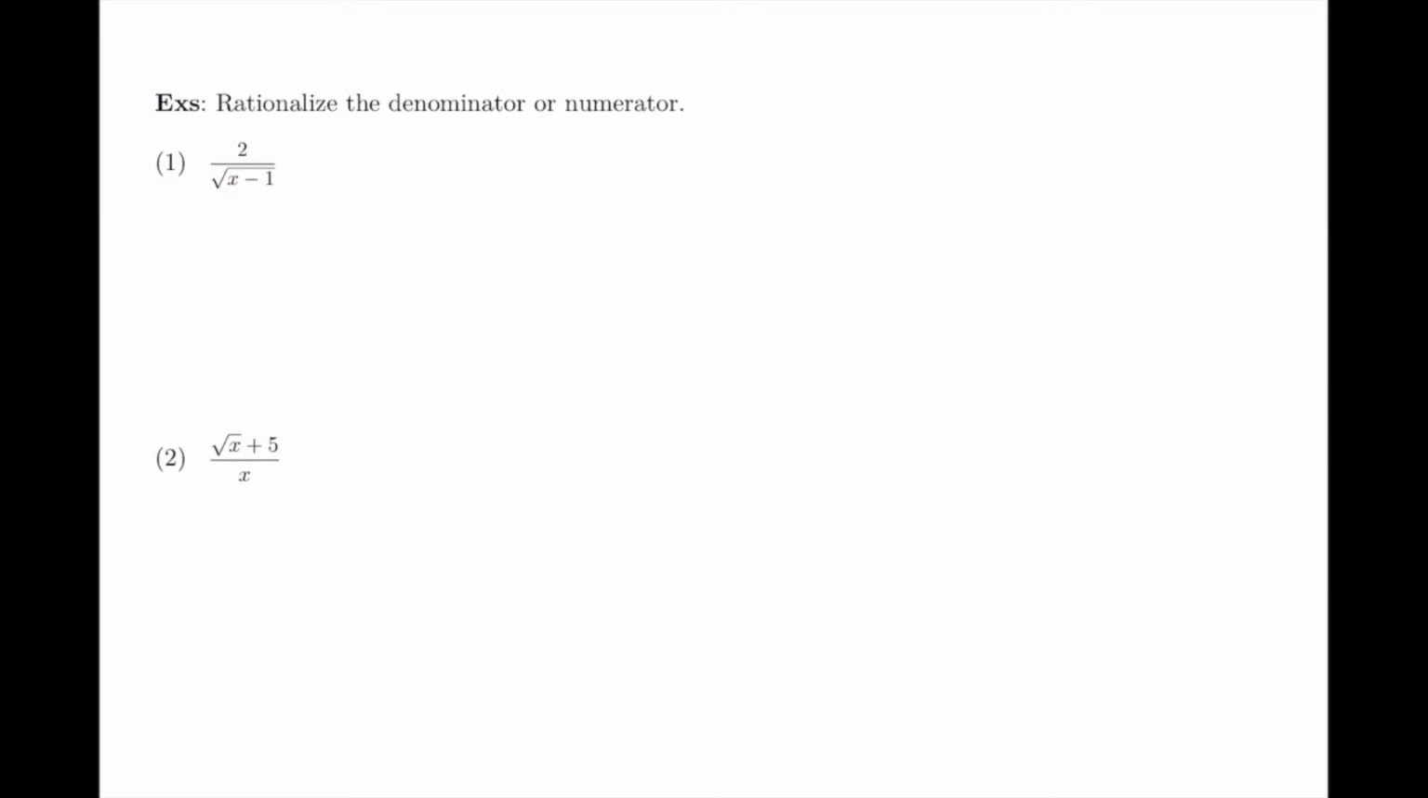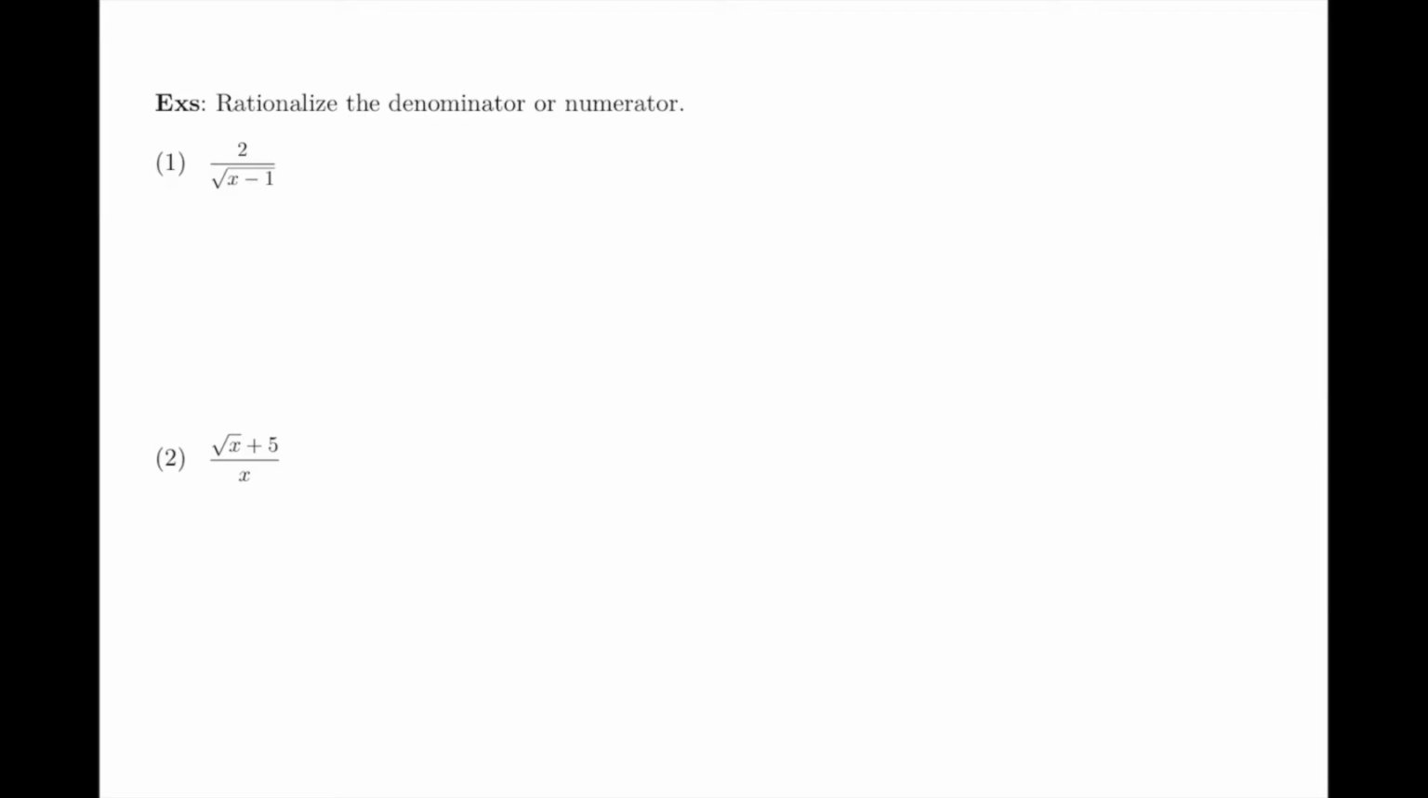So let's go through some examples of rationalizing either the numerator or the denominator. It should be clear what you want to rationalize because the radical will be either in the numerator or the denominator. In example 1, we have 2 divided by the square root of x minus 1. Now obviously here, the denominator is what we want to rationalize.